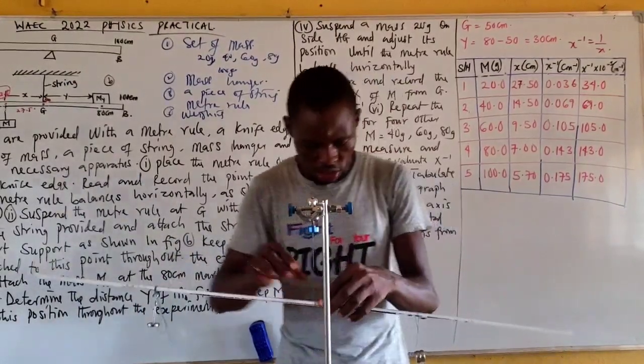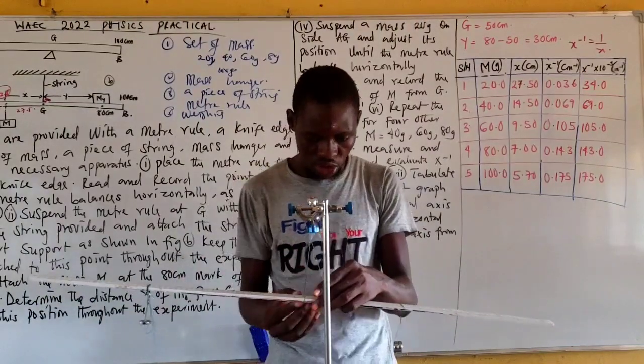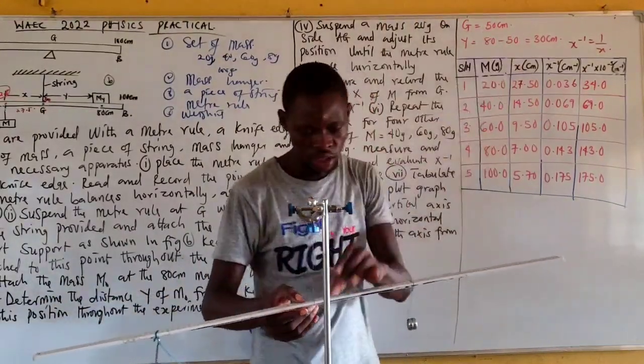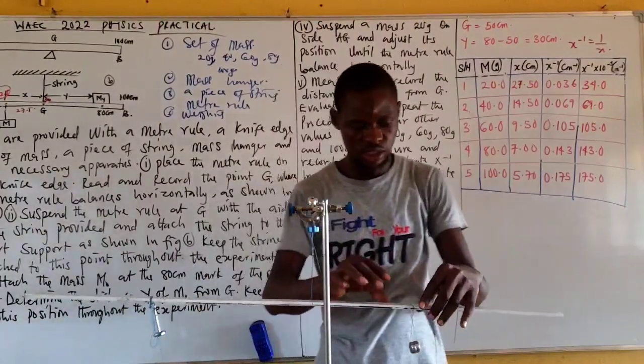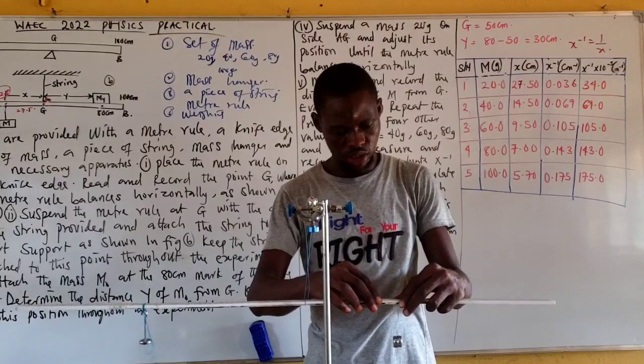Still coming, but try to check your balance point very well and make sure that this thing returns to exactly 50 so that you can get the exact balance point. Then if I put it here, now I can still move this thing forward.